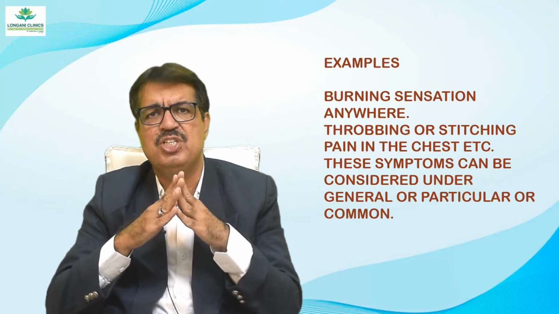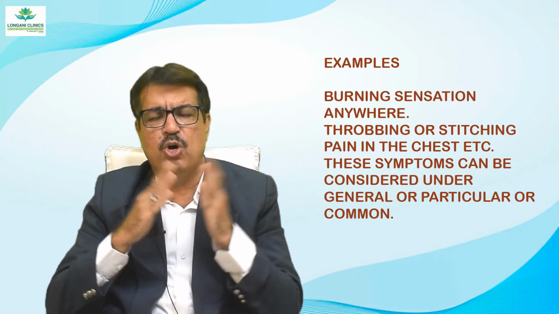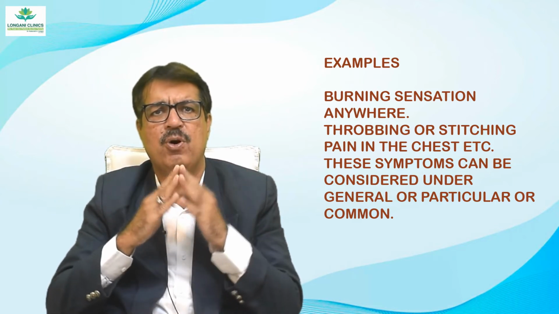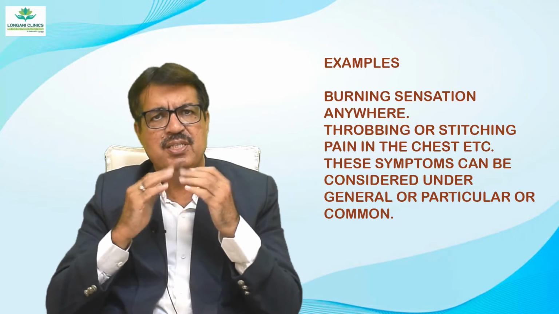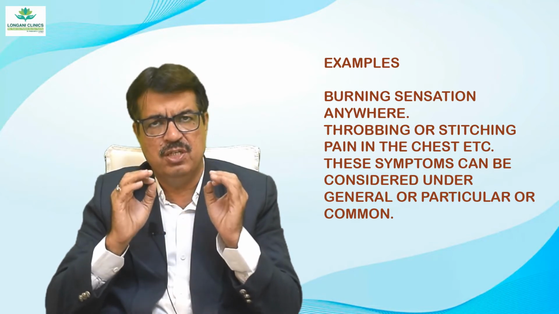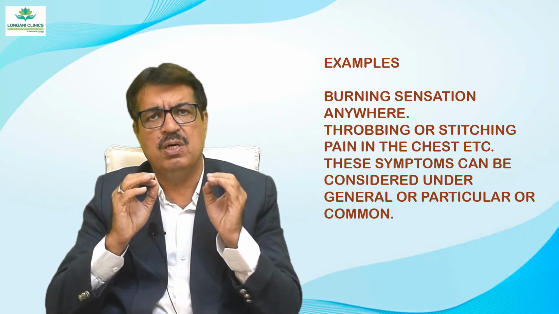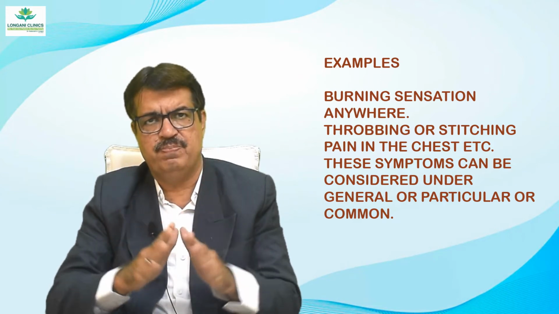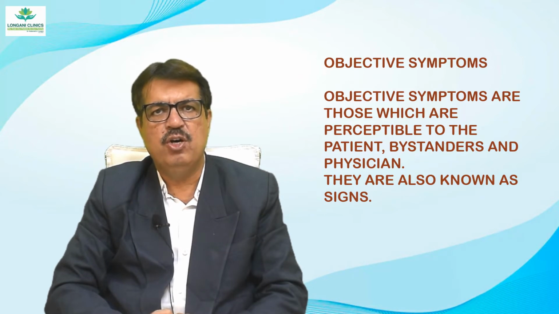Now we'll see few examples. Burning sensation anywhere, throbbing or stitching type of pain in the chest. These symptoms can be considered under general or particular or common. Now we will see objective symptoms.